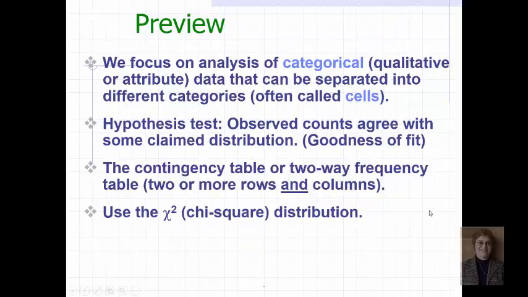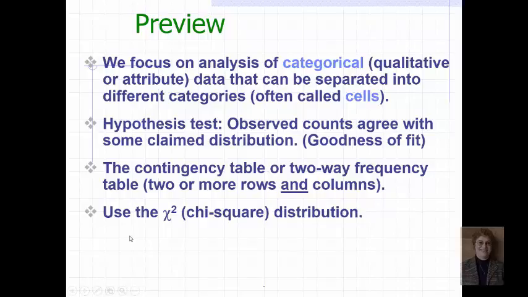So we're going to deal with categorical variables. We're going to put them in tables. We're going to look at the cells. We want to see if observed counts agree with some claimed distribution. And that's what we're going to do first. So that's the goodness of fit that we're going to do in 11.2, and then in 11.3 we're going to look at contingency tables, or they're also called two-way tables. And so we're going to look at two or more rows and two or more columns.